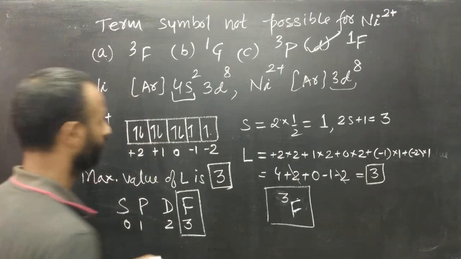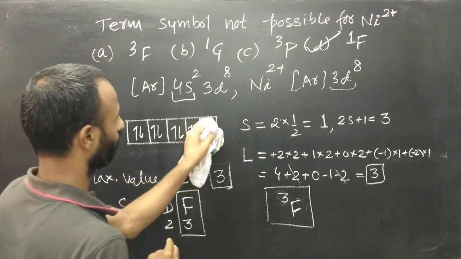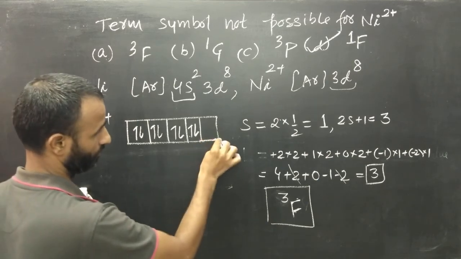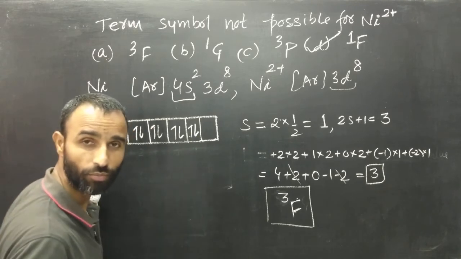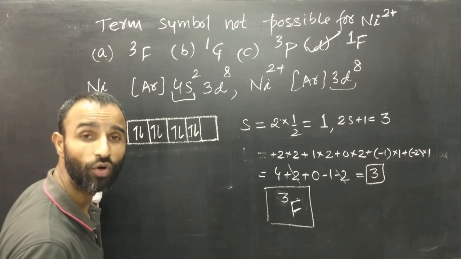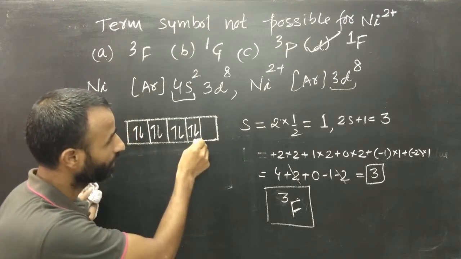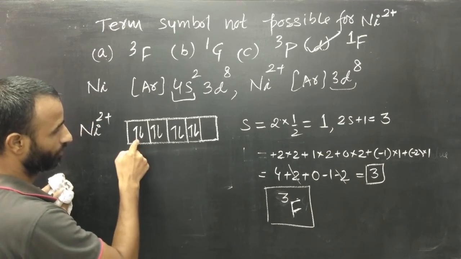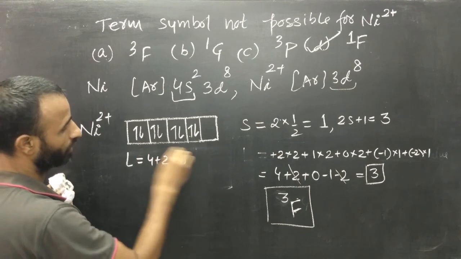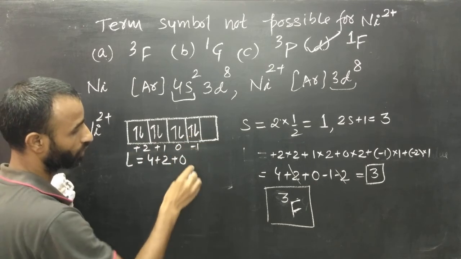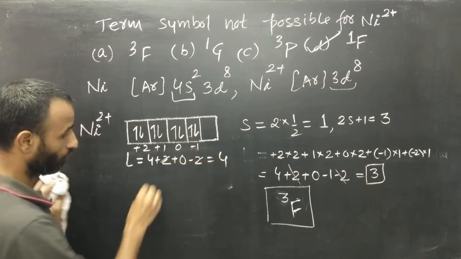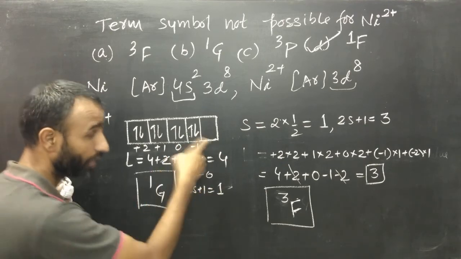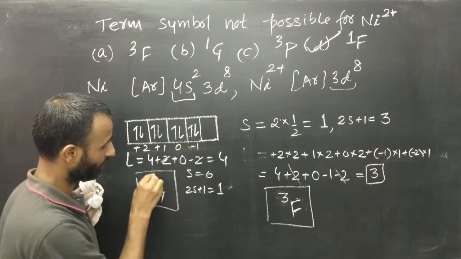Because if we do like this, this is not the ground state, but can be possible. It does not follow Hund's rule, because electron pairing does not take place. But if we paired up, then what would happen? L value comes out to be 2 2's are 4, 2 1's are 2 plus 0, because it is plus 2, plus 1, 0, minus 1, 2 into minus 1, minus 2, so it comes out to be 4. So 1G state does exist, because for this S is 0, so 2S plus 1 is 1.